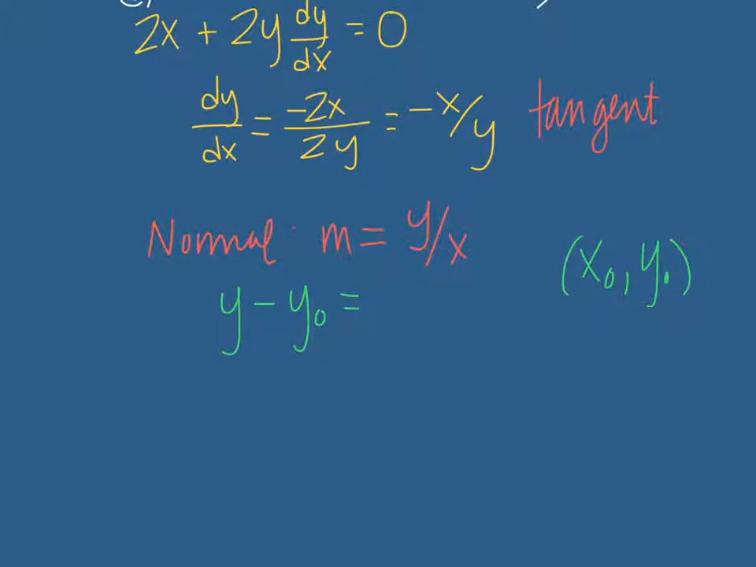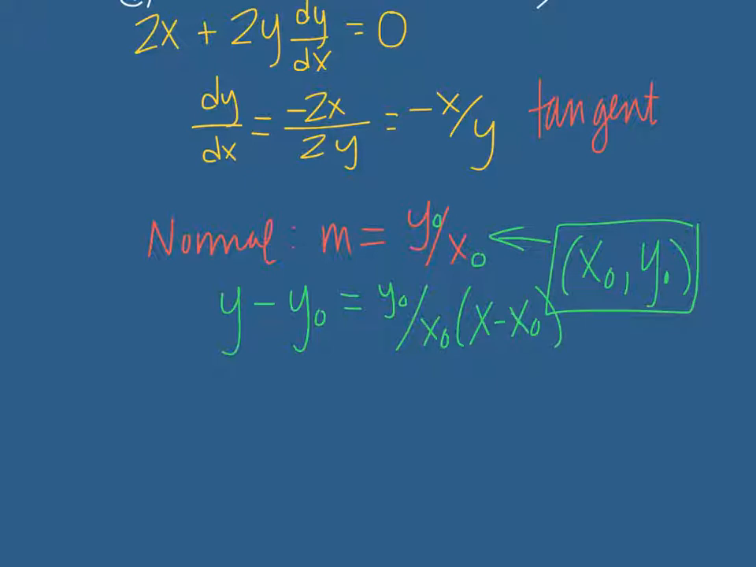And actually, since I'm talking about the slope at this point, my normal line slope is going to be y naught over x naught. We would actually plug those numbers in, just like we did on the last problem, where we plugged the point into our slope to get what it is. So I have y naught over x naught for my slope, and then I have x minus x naught to finish out the rest of my equation. This is the equation for all normal lines to a tangent line that's on the circle.